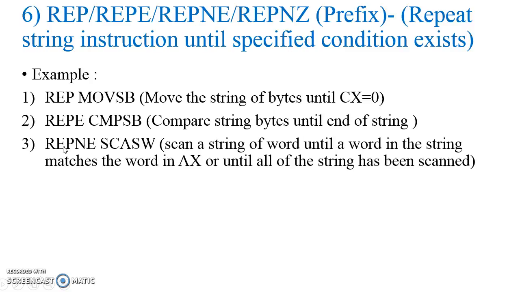Similarly, the next example is REPNE SCASW. That is, it scans a string of words until a word in the string matches the word in register AX, or until all the string has been scanned. REPE stands for repeat if equal and REPNE stands for repeat if not equal.